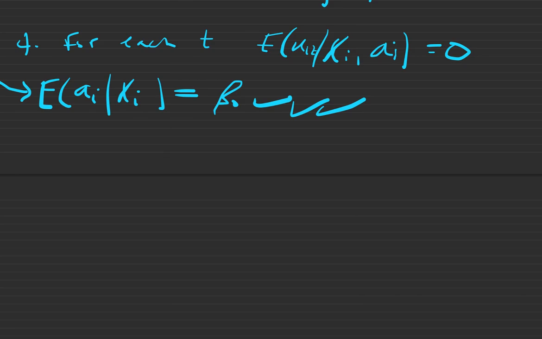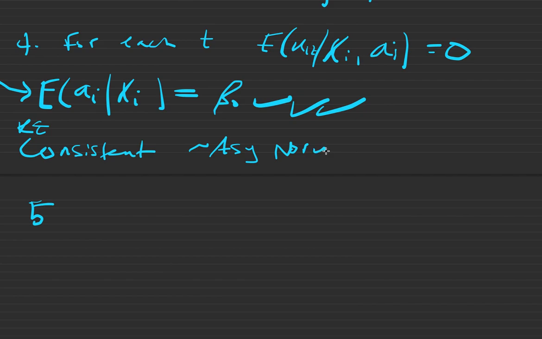We have a 5th assumption. So let's write that down. Random effects is consistent and distributed asymptotically normal.